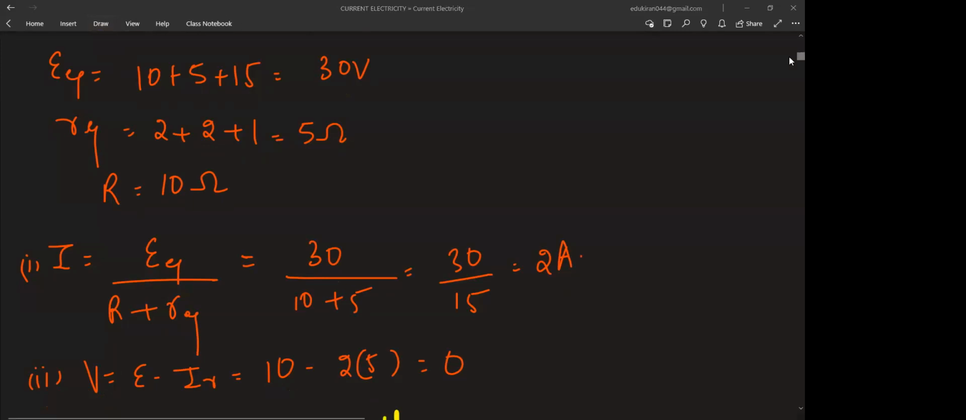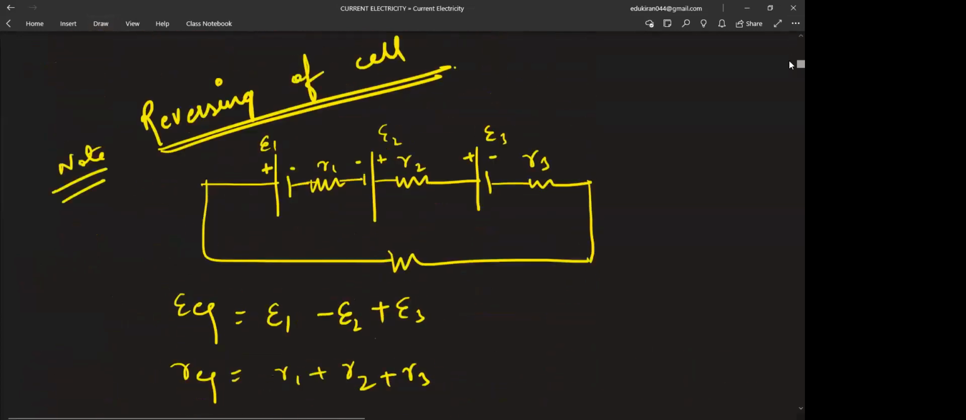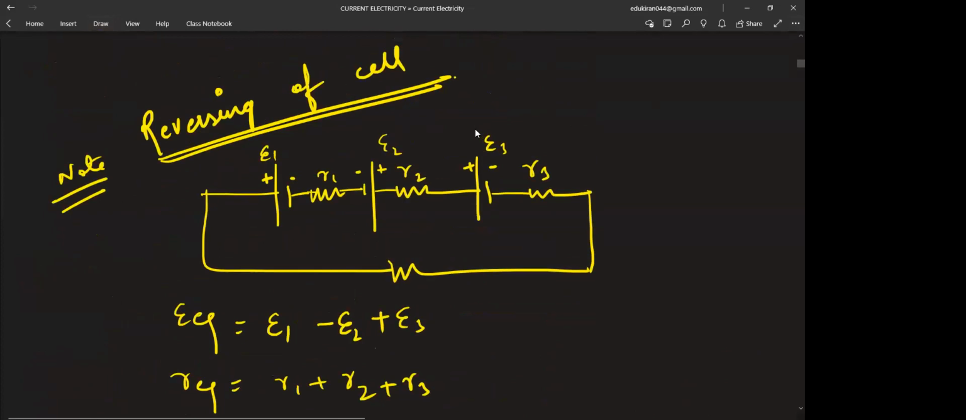Now for the reverse cell, I was mentioning that even if one of the cells is reversed, like this one, it becomes E1 minus E2 plus E3 like this. And the internal resistance will always be added. Mention this also, reversing of cell, then I'll start with series combination.